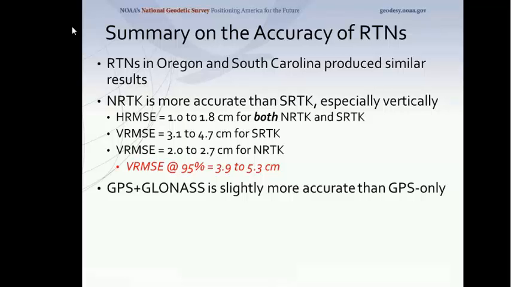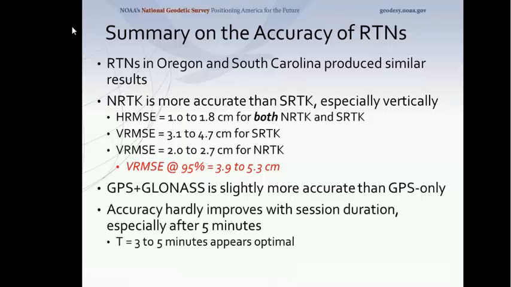Okay, next. GPS plus GLONASS is slightly more accurate than GPS only. We saw that. Next. And then accuracy hardly improves with session duration. You can interpret those charts however you want. It seems to me that somewhere around 3 to 5 minutes is the optimal duration when you're balancing the time you have to spend on a mark versus the improvement in accuracy that you actually get.